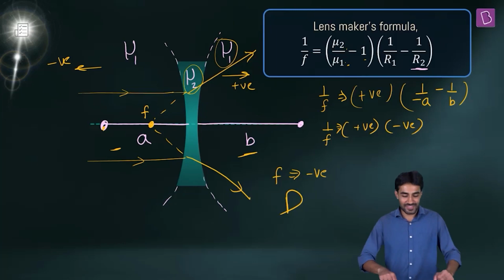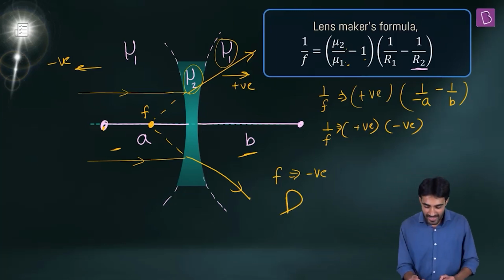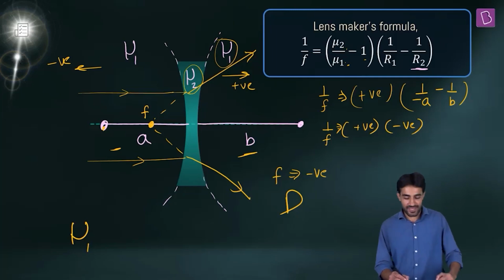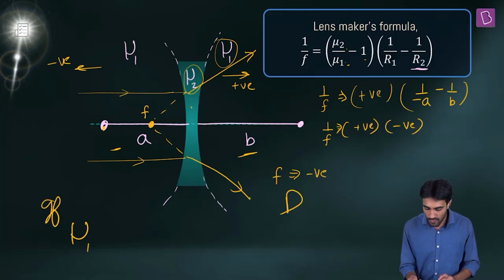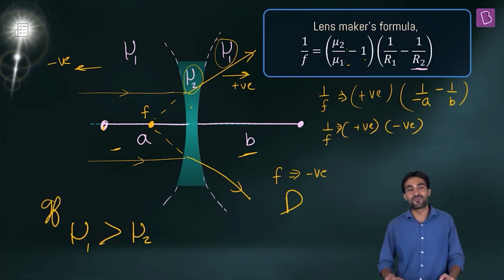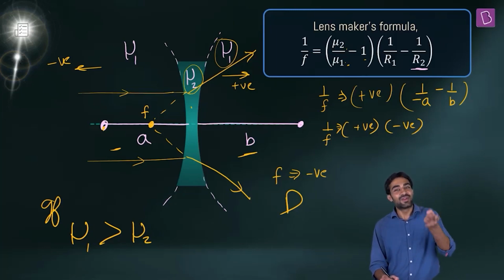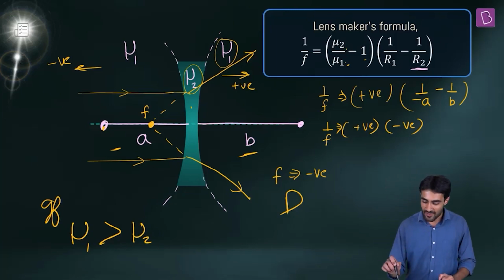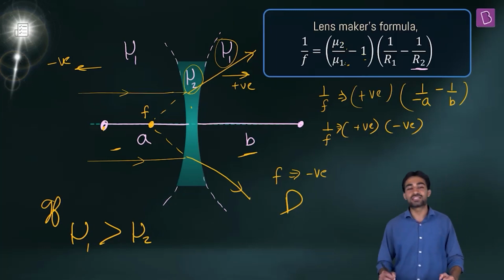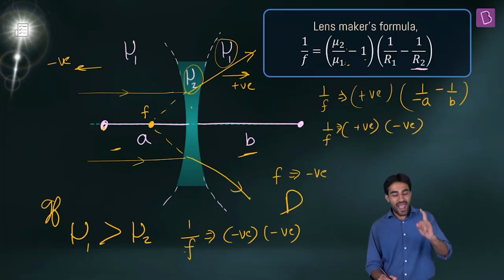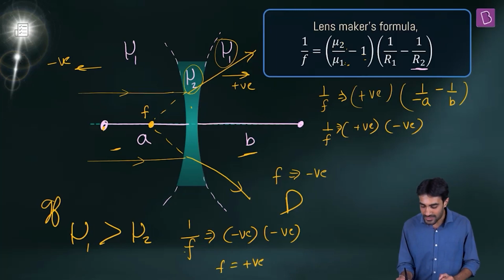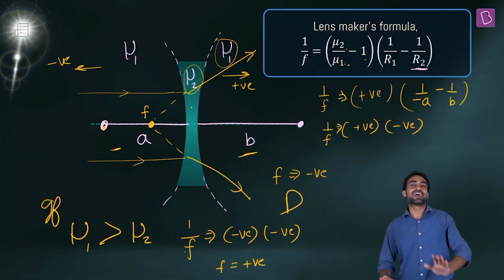Now suppose the outside medium was optically denser medium than the material of the lens. So if mu1 is greater than mu2, then what will happen? Then reverse will happen. Then you can see the first term, mu2 by mu1 minus 1, is less than 1. So when we try to find out 1 upon f, we will see the first term as a negative term and the second term is also a negative term. So f is positive. And if f is positive, then we will have a converging lens.